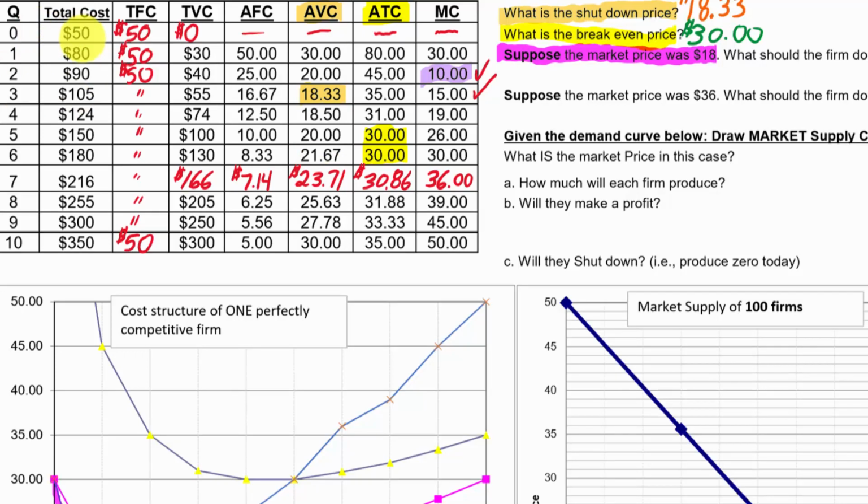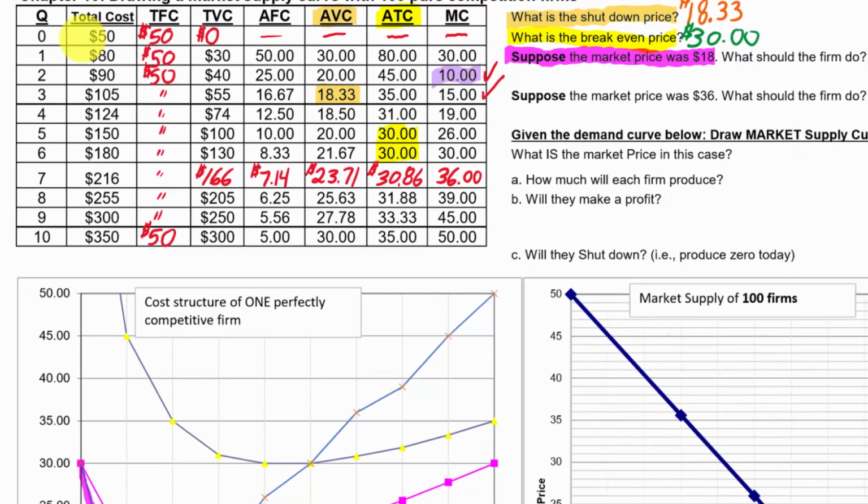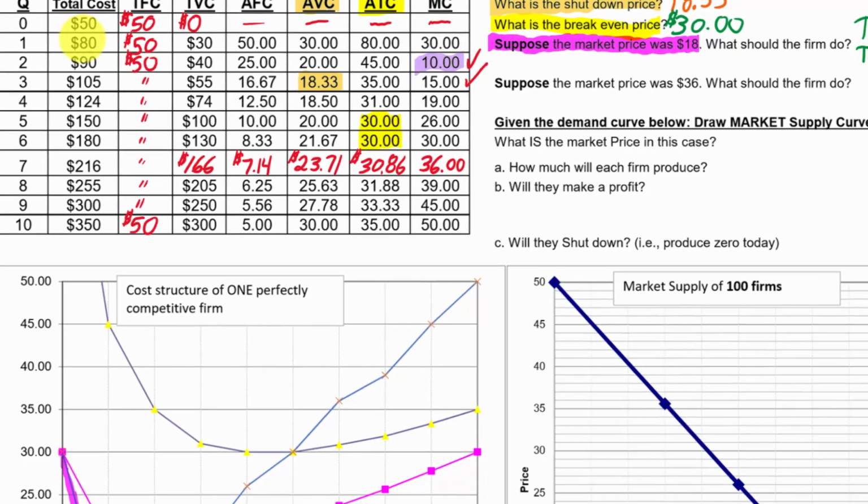So our best option is not to produce the 3 units, it is to shut down and produce 0. Now, we didn't actually have to go through all that we just did to prove that, as long as we trust that shutdown price. The minimum average variable cost tells us if you produce at any price below that, you're going to lose more money than if you shut down.